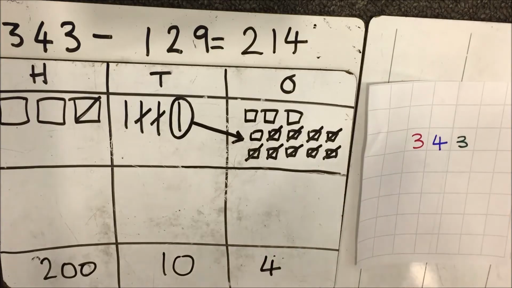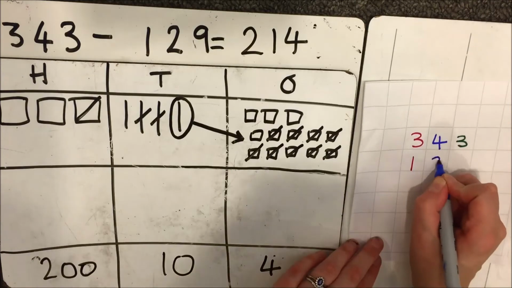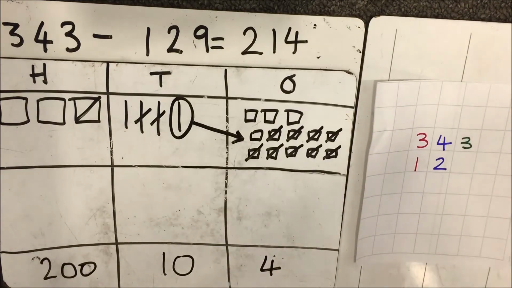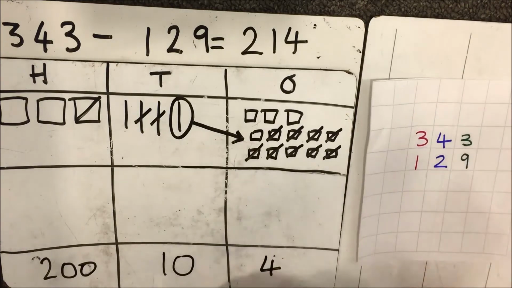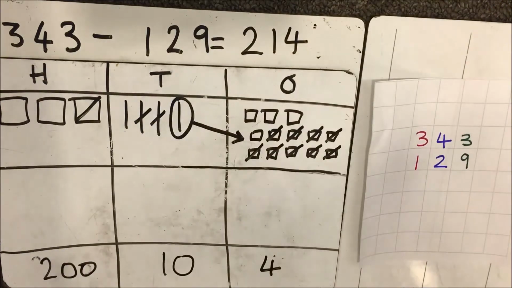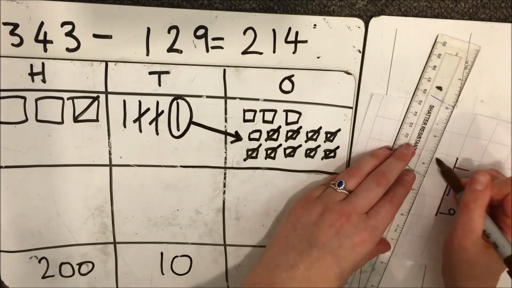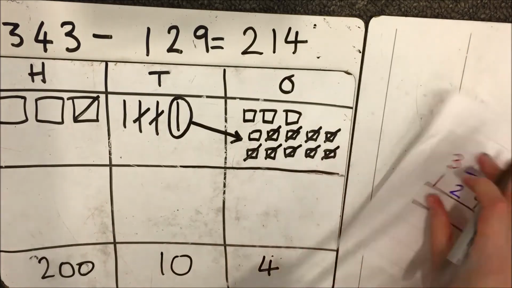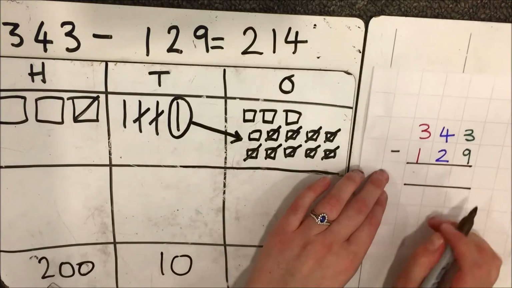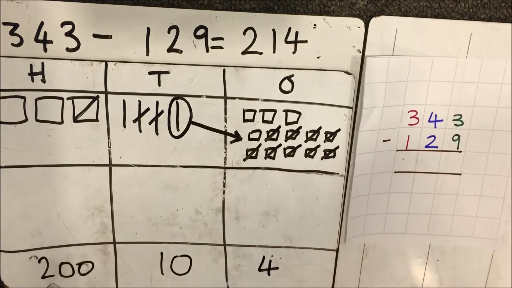Take away 100 goes underneath the 300. 20 goes underneath the 40 in the tens. And the 9 goes underneath the 3 in the ones. This is where I need my ruler. I'm going to draw my same as sign. And because it's a takeaway, I put my takeaway there. So it looks the same as yesterday and how I've laid it out, but they're still the same problem.